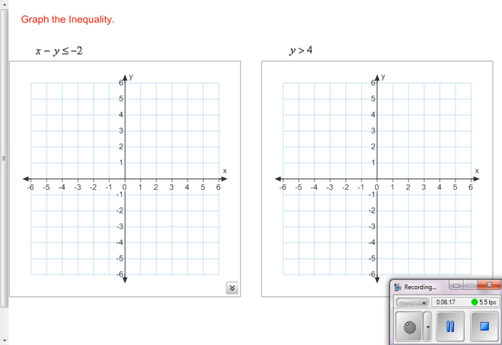Home stretch, we have 2 equations left. I would like you to go ahead and pause the video and work through this third example here. Get that in slope-intercept form, graph it, determine your boundary line, and do your shading. So go ahead and pause the video and work through it.